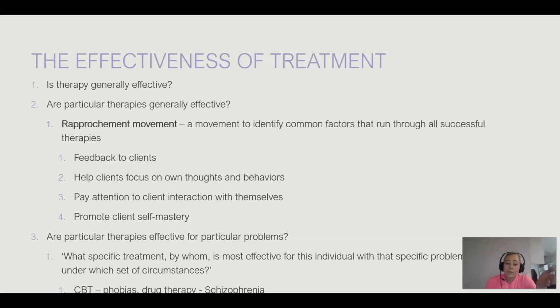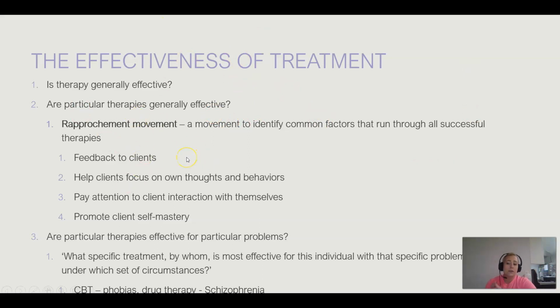But not all therapy is built the same, right? A Rorschach ink blot assessment may lead to a different type of therapy than a cognitive behavioral approach. So we're trying to look at which particular therapies are more effective. Well, the rapprochement movement looks at what are common factors for the best types of therapies.